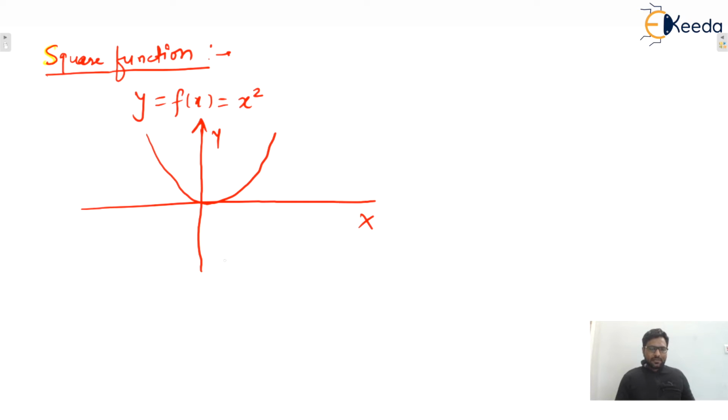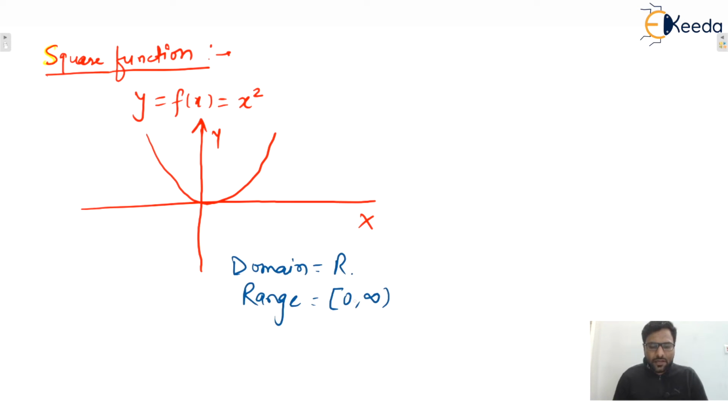So here also, what is the domain? Domain means we can put any x value inside this. And what is the range? We can say that range contains 0 to infinity, isn't it? 0 is inclusive, isn't it? So we can say that that will be the range of that particular function. I hope these are clear to everyone.